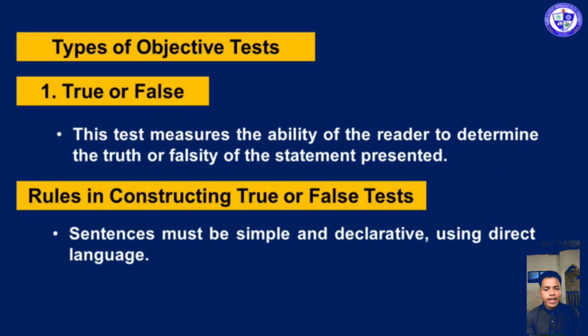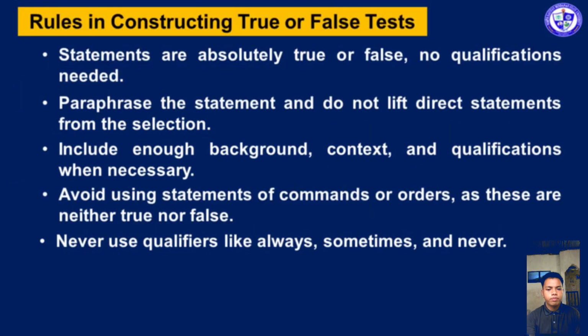So now let us discuss the types of objective tests. First, we have the true or false. This test measures the ability of the reader to determine the truth or falsity of the statement presented. So the rules in constructing true or false tests. First, sentences must be simple and declarative, using direct language. Second, statements are absolutely true or false, no qualifications needed.